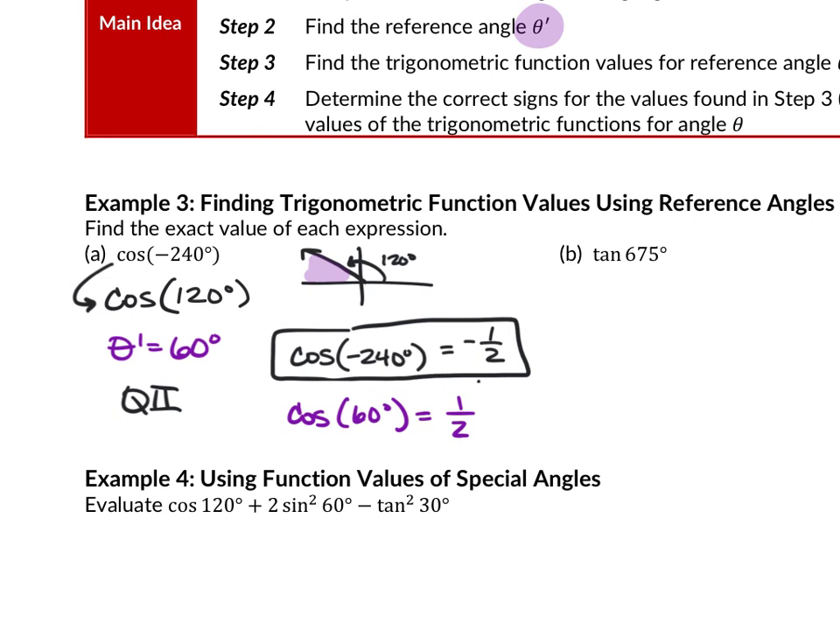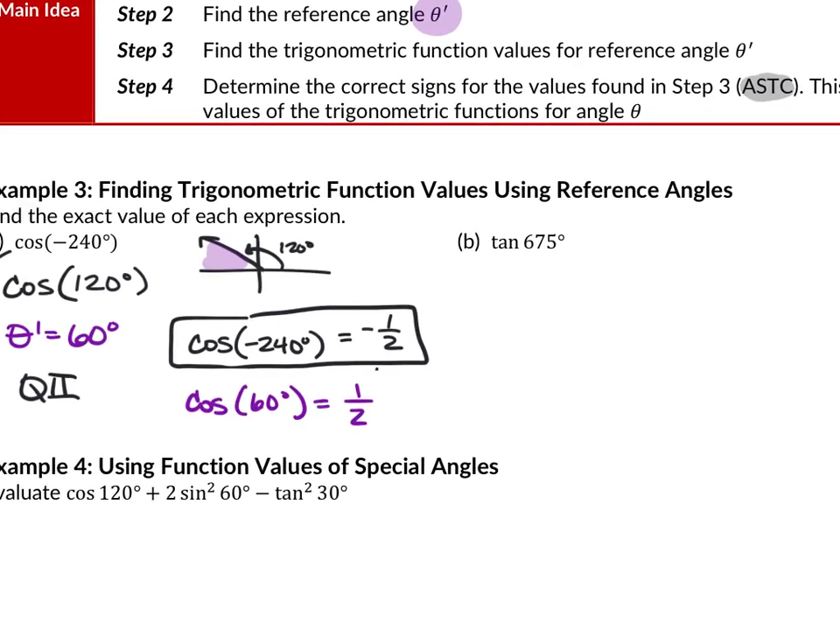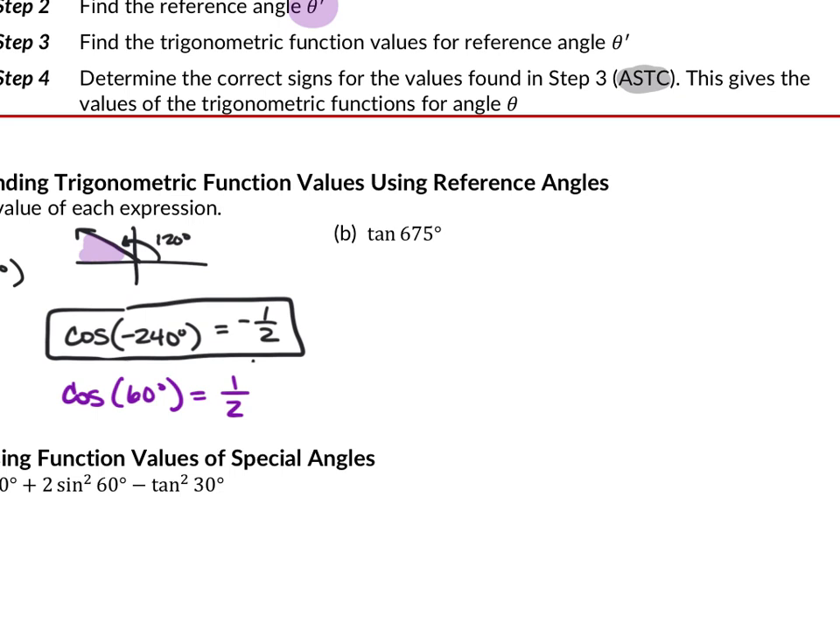Okay, let's try the next one. I want you to find the tangent of 675. What should I do first? Subtract, because we want to get it between 0 and 360. So 675 minus 360, what do you get? 315 degrees. Okay, so that makes me coterminal, so we're at the same angle.